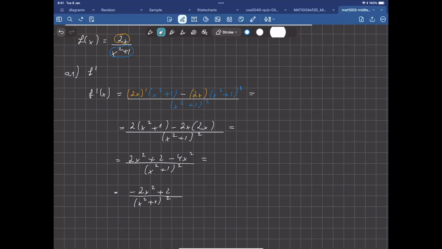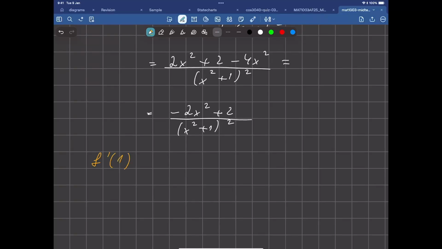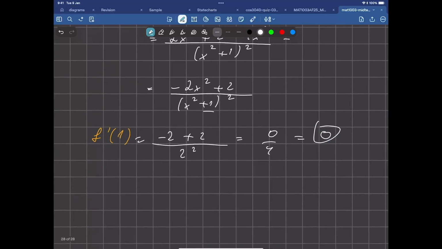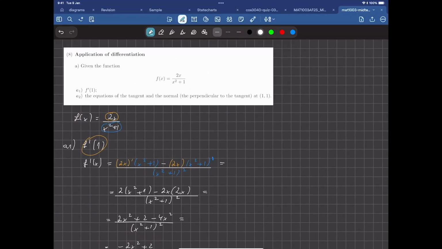But now I can plug in 1 and see what f prime of 1 is, okay? So f prime of 1 is equal to that thing, but I plug in 1 everywhere I see x. So minus 2 times x, where x is 1. I'm not going to write it down, because minus 2 times 1 is just minus 2, plus 2 over 1 squared is 1, plus 1 is 2, so that's going to be 2 squared. And that gives me 0 over 4. So interestingly, we have f prime of 1 equal to 0. That's our first answer for part A1.